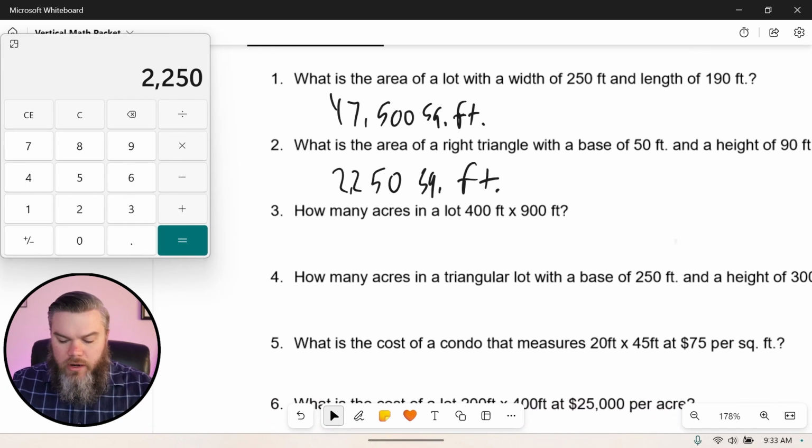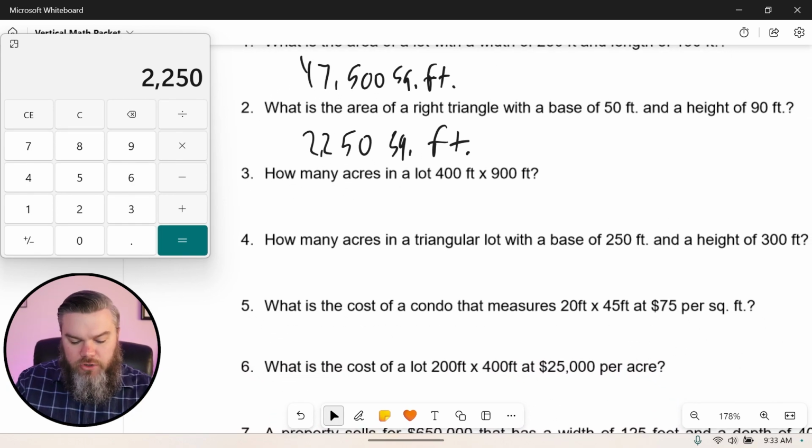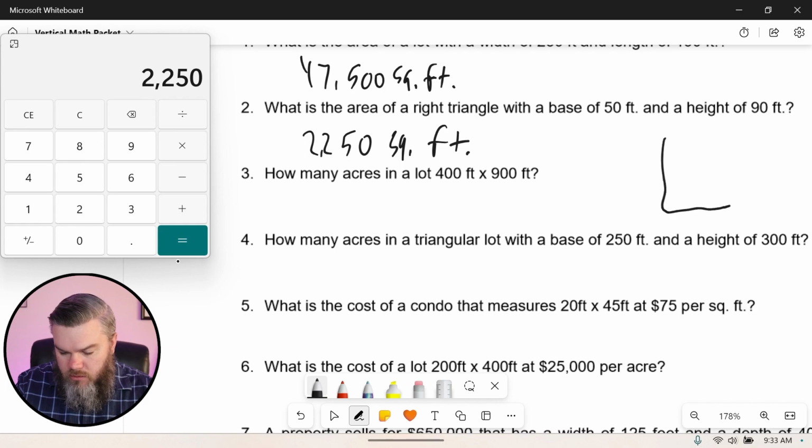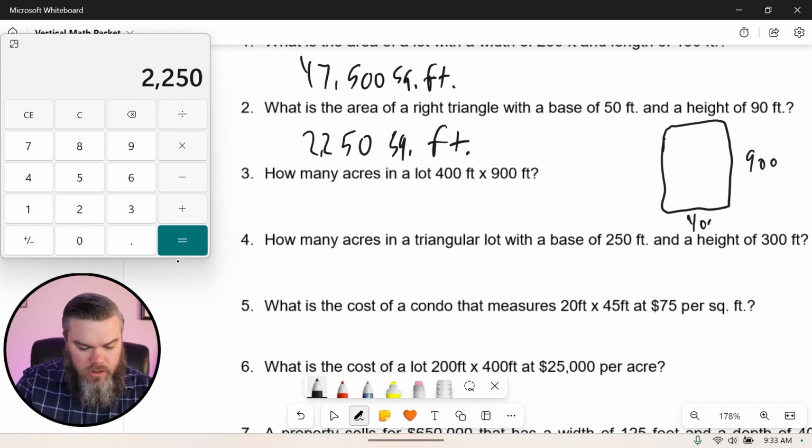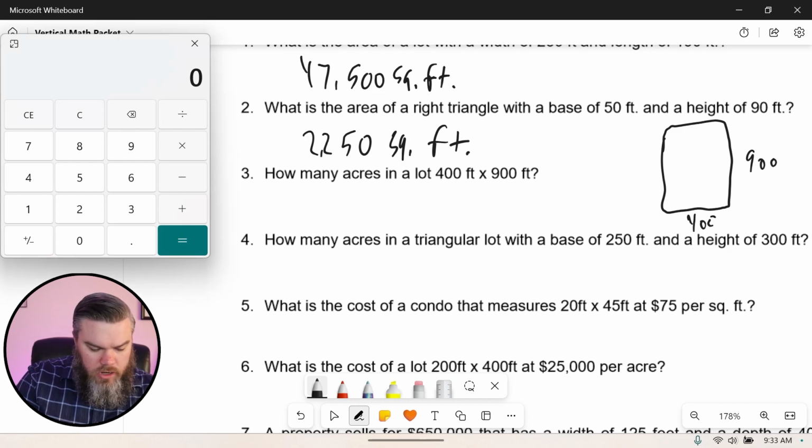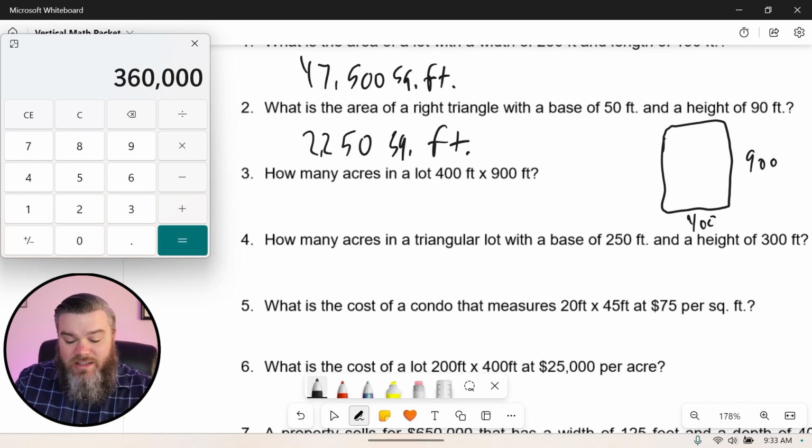Okay. Now here's where we get into some conversions. How many acres are in a lot 400 feet by 900 feet? So yet again, if it's not telling you, it's just a rectangle. And so we've got a lot. And we'll just say 900, 400. So 900 feet times 400 feet gives us 360,000 square feet. But that's not the question.